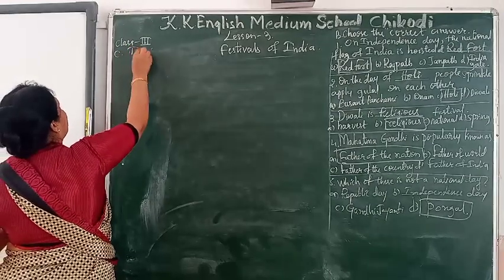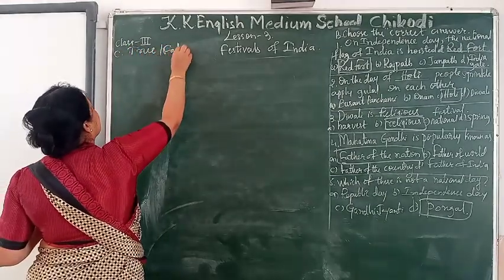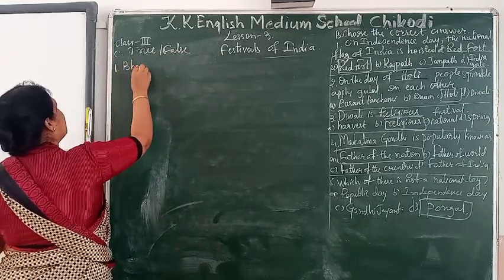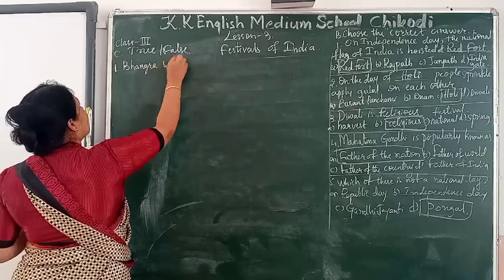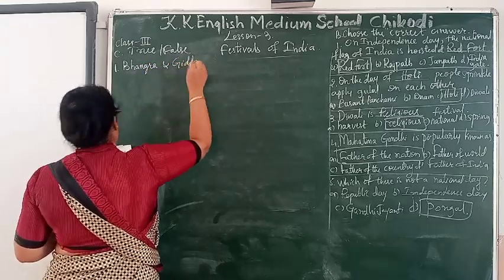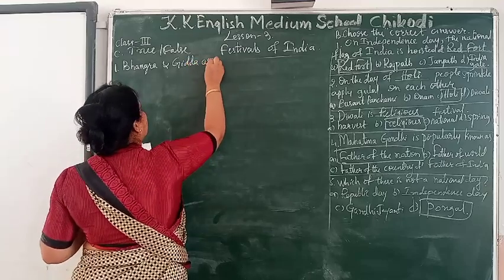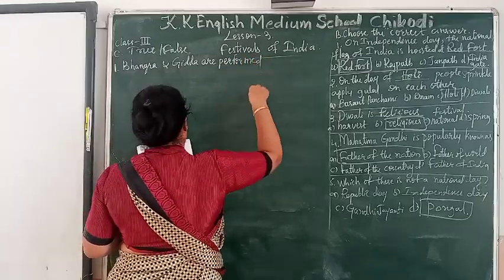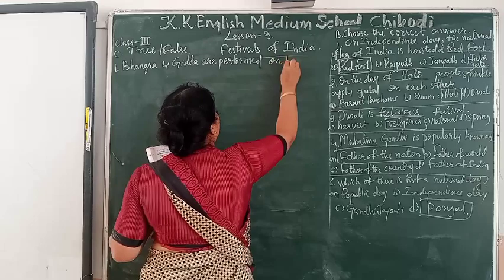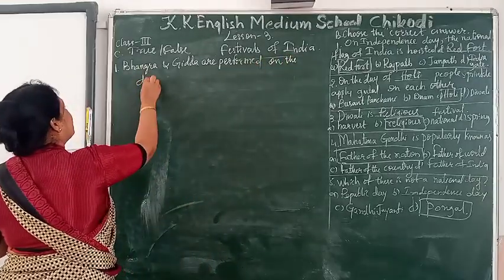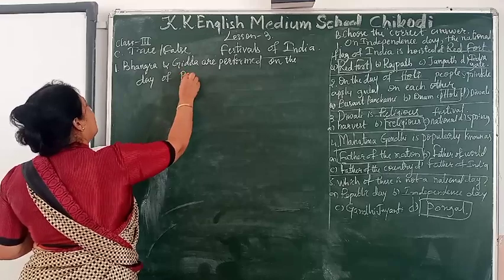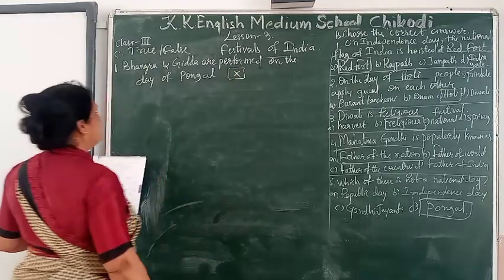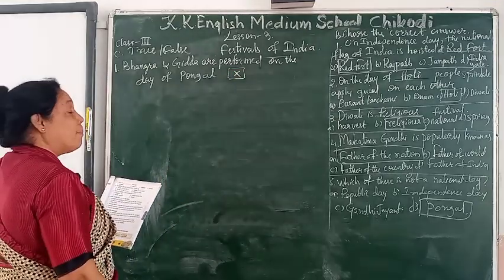So, Group C is true or false. In this, the first one is: Bhangra and Gidda are performed on the day of Pongal. So this is a wrong answer. Bhangra and Gidda are performed on the day of Baisakhi.